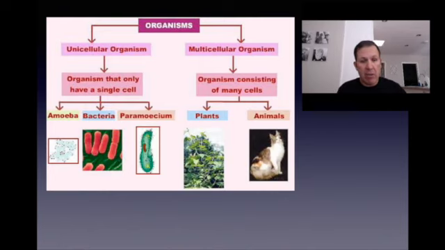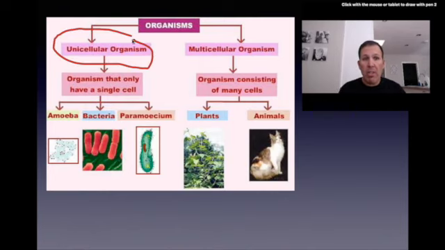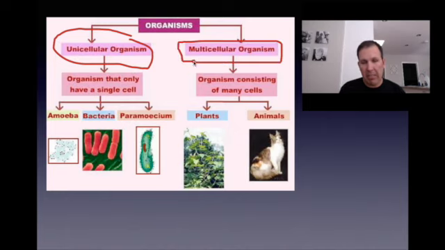There's unicellular organisms, organisms that are only made of one cell, and there's different types like amoeba, bacteria, paramecium. We're going to see some of these in the microscope. And then there's multicellular. They have many cells, like the plants and animals that we've studied. So organisms are either one cell, and they live everywhere, or many millions and millions of cells.